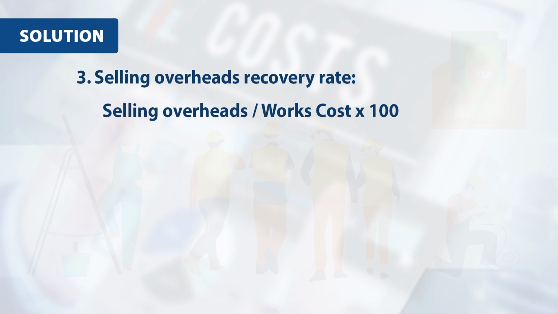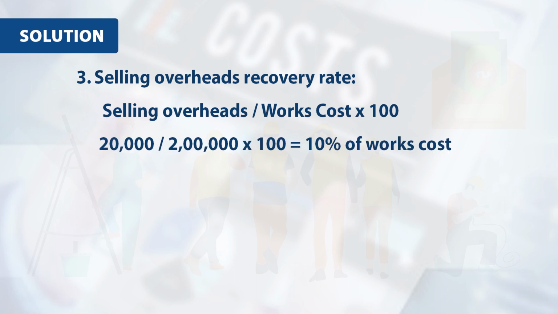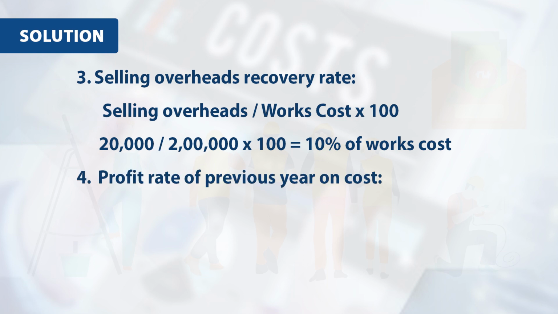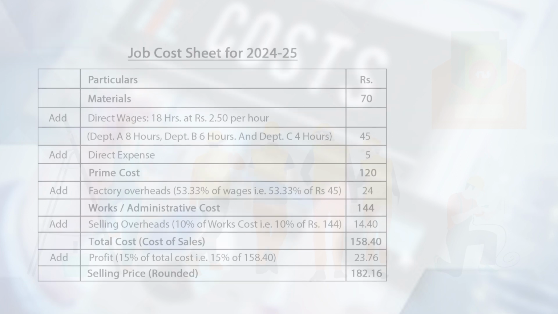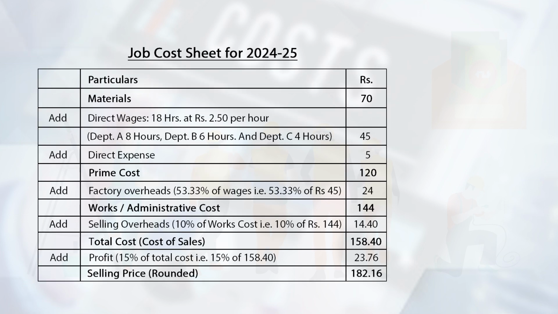Third, selling and overhead recovery rate need to be calculated, which is equal to selling overhead divided by works cost into 100, which is equal to 20,000 divided by 2 lakhs into 100, giving us 10% of works cost. Fourth, profit rate of previous year on cost is to be calculated, and the formula is profit upon total cost into 100. 33,000 divided by 2,20,000 into 100, which is equal to 15%.